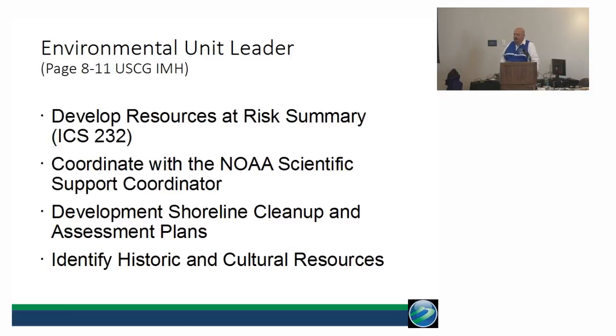The environmental unit leader, we talked about this, could be one of your folks, and in some states it's going to be one of their folks. They're going to develop the resources and risk summary, the 232. That's a very important document, because that tells us the environmentally sensitive areas that are out there. They're also going to come down here at the very bottom here, identify historic and cultural resources.